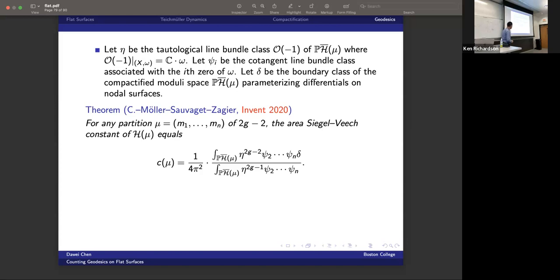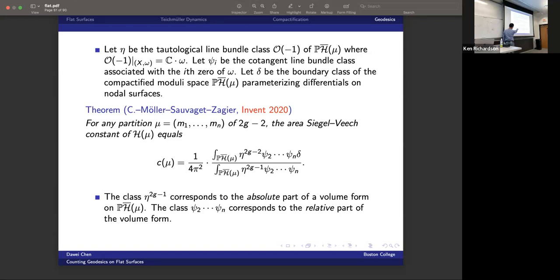I mean, the intuition is the following. The numerator and denominator look similar, but the numerator has this additional boundary class delta. The denominator does not have this boundary. The denominator itself has a direct meaning coming from the volume of this moduli space. You should really think of the eta class as responsible for the absolute part of the period. So these are my local coordinates, absolute part, and then I have some relative part. But I use them to cook up a volume form of H mu. Then the denominator gives us, in some sense, the volume of the moduli space.